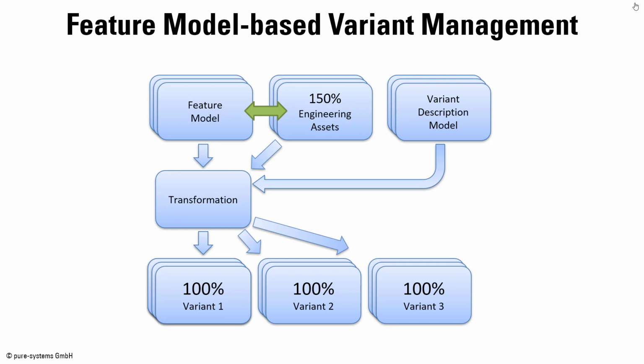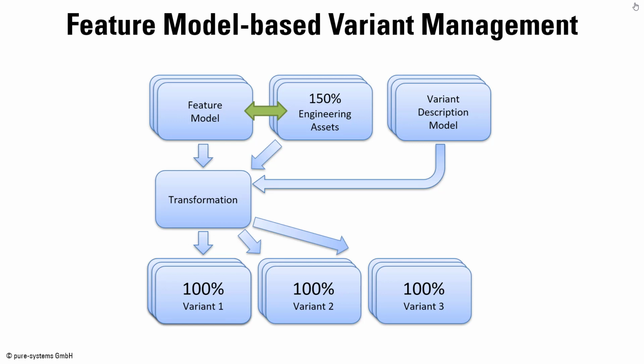Also, the same feature model that we now use to control variability in our architecture, we can also connect it to our 150% requirements, test cases, and code to ensure that based on the same feature selection, all of these different assets are generated based on the same knowledge about variability. So they are consistent to each other. You can get to a consistent reuse strategy this way.